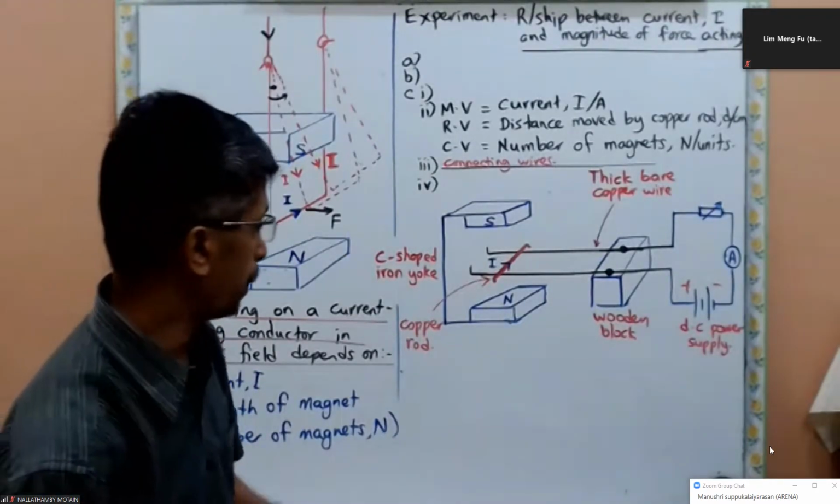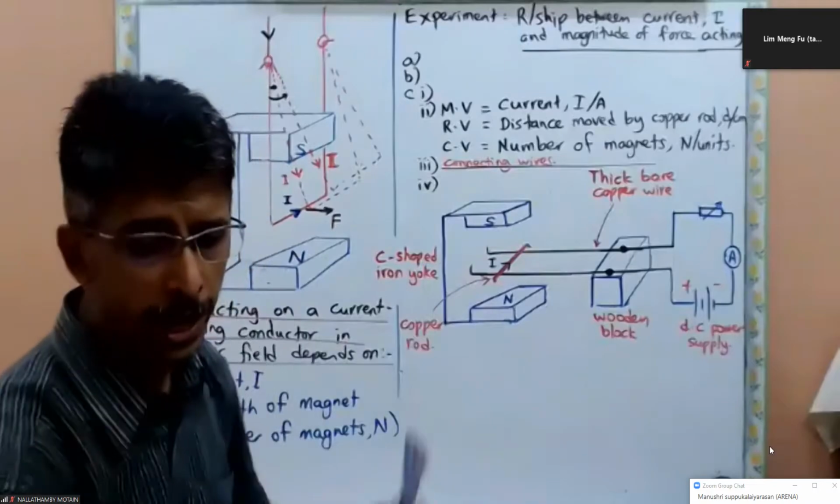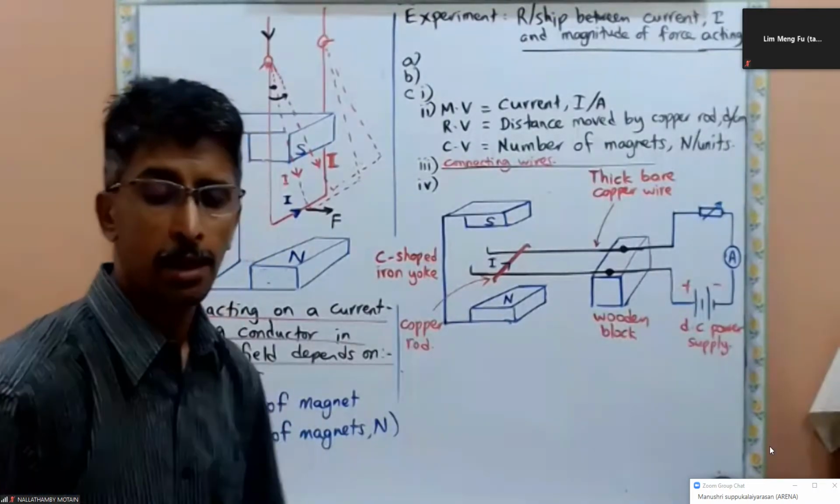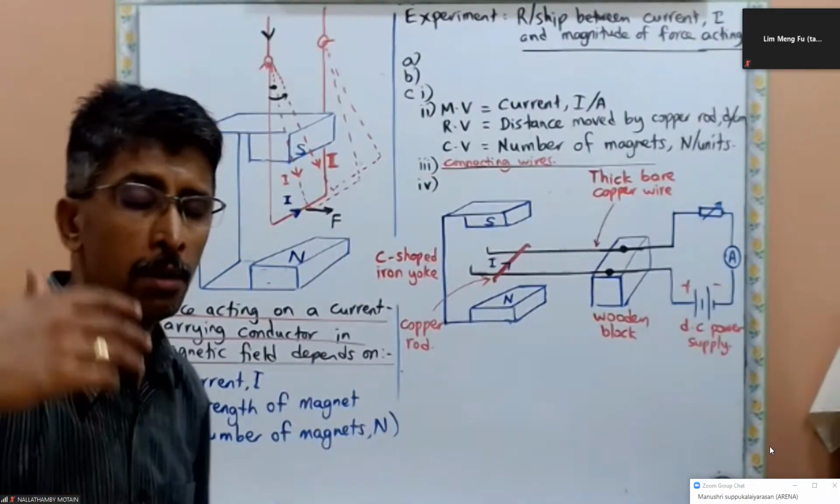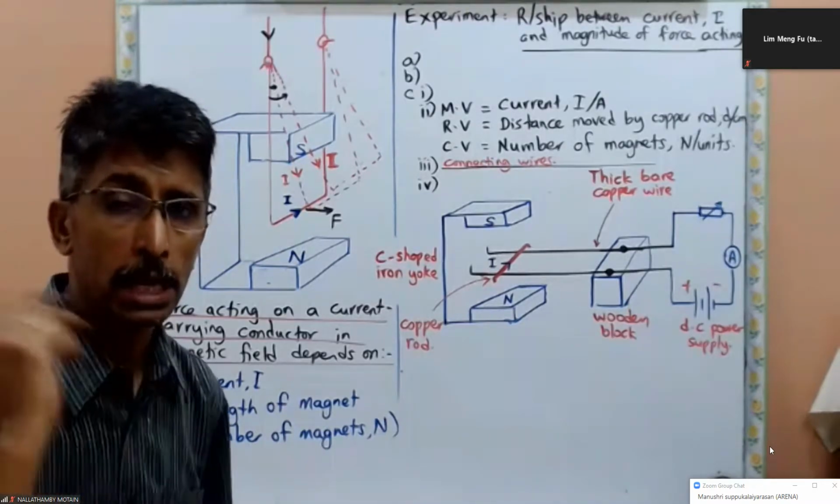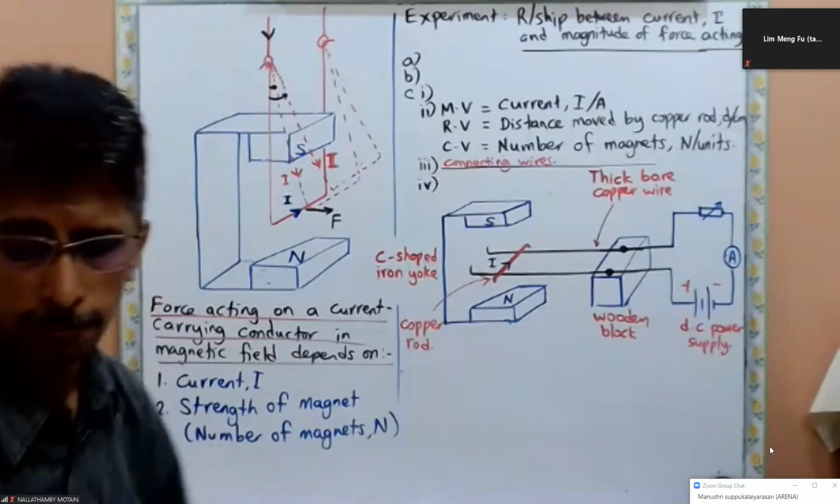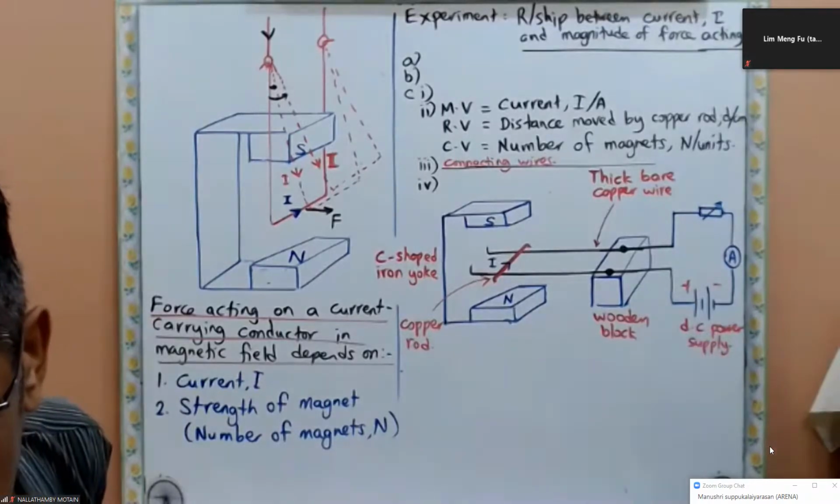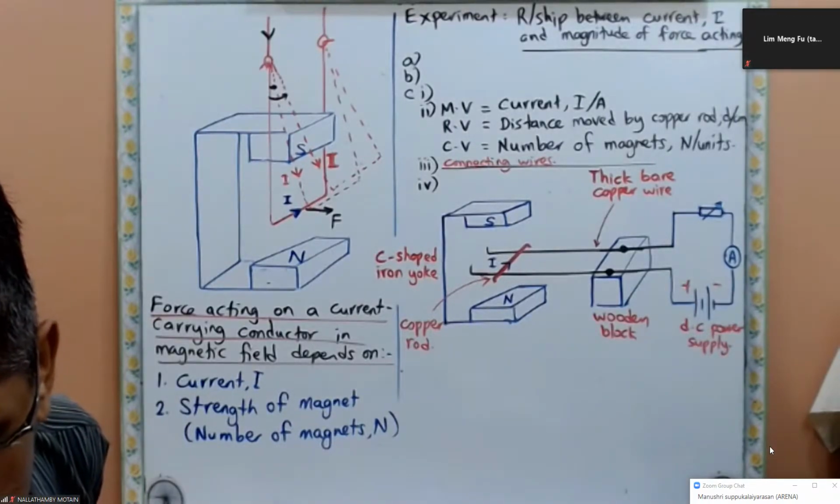And now what happens? This conductor will be moving in this direction. Please check using Fleming's rule or right hand grip rule. Please tell me the direction in which this conductor will move.